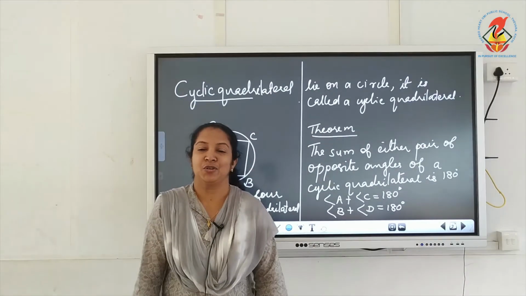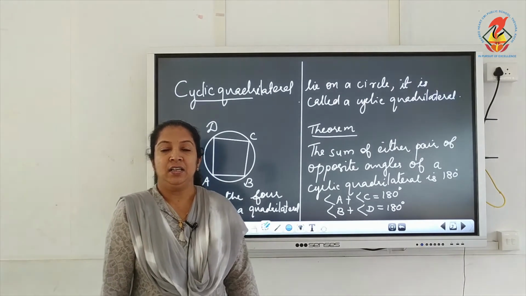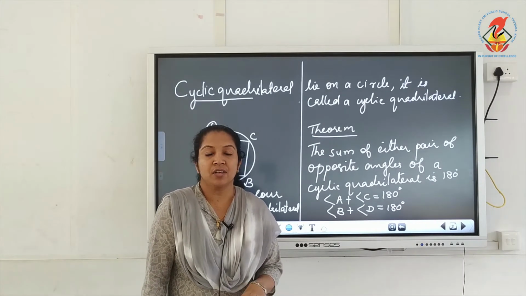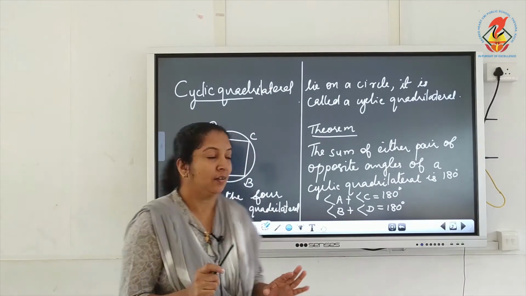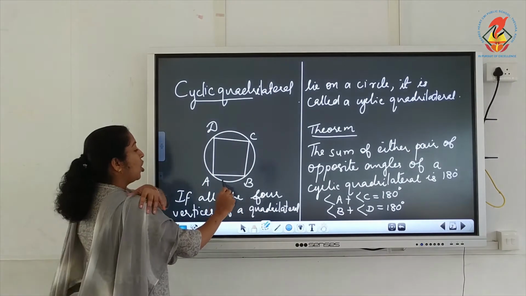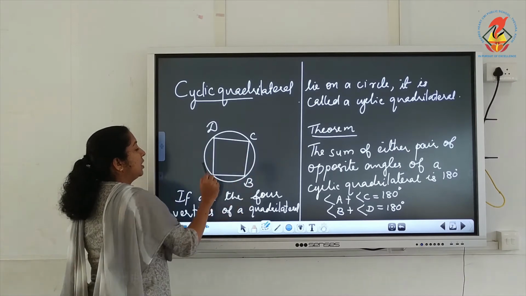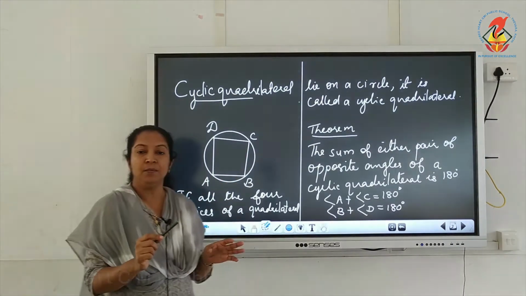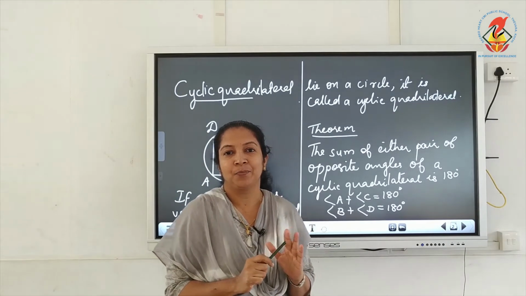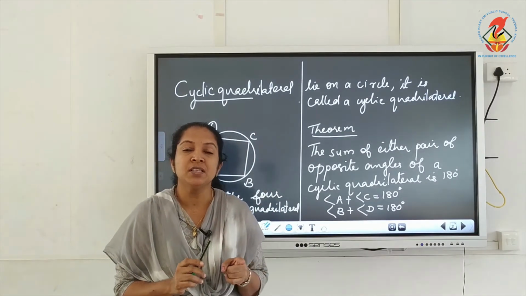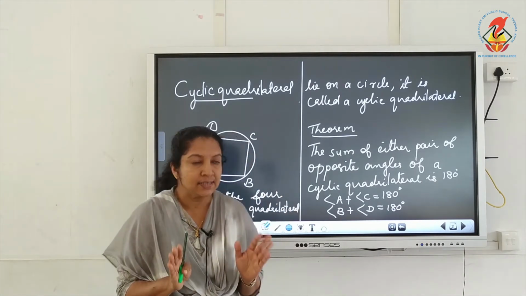Cyclic quadrilaterals. A quadrilateral is cyclic if all the vertices lie on a circle like this. If all the vertices of the quadrilateral ABCD lie on a circle, then we can say that it is cyclic. Cyclic quadrilateral means all the four vertices lie on a circle.